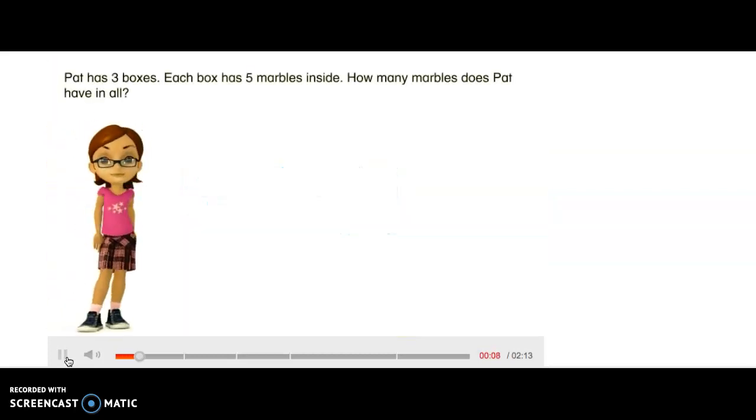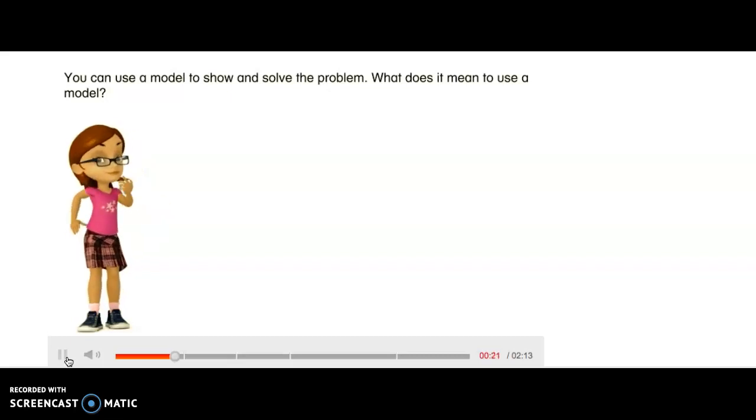Pat has 3 boxes. Each box has 5 marbles inside. How many marbles does Pat have in all? You can use a model to show and solve the problem. What does it mean to use a model?